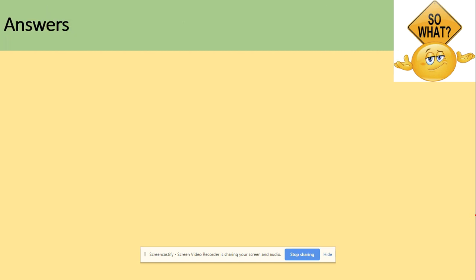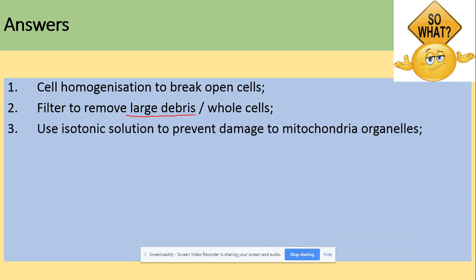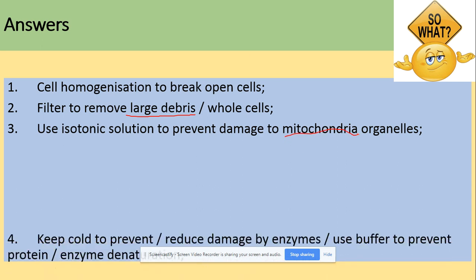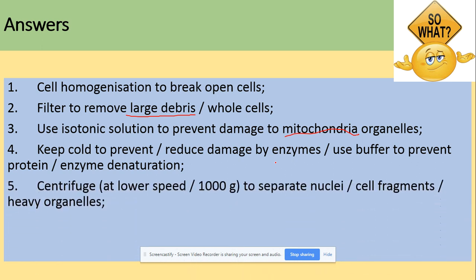Right, ready? So the answers: cell homogenization to break open cells, filter to remove large debris, and make sure you include the word large. Okay, use isotonic solution to prevent damage, look, to mitochondria. Keep cold to reduce enzymes activity. Okay, so prevents the protein or enzymes denaturing within that mitochondria. Centrifuge at lower speed than... nucleus. Sorry.